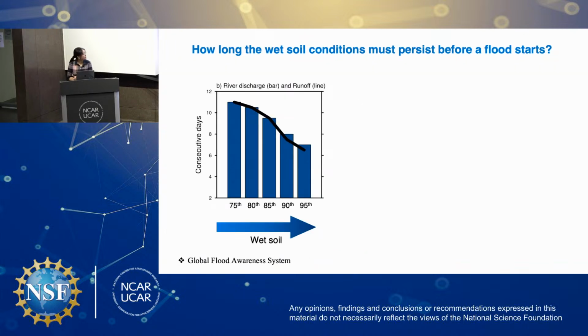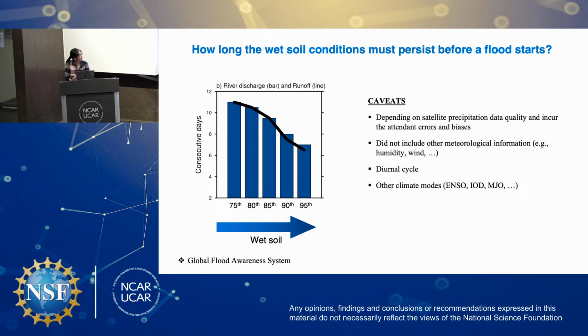Similarly, we also examine the wet soil conditions. So this is again very wet soil, the 95th and 75th percentiles. We see how it impacts river discharge and runoff, using two proxies for flooding. And as you can tell, wetter soil can have a higher chance of flooding.